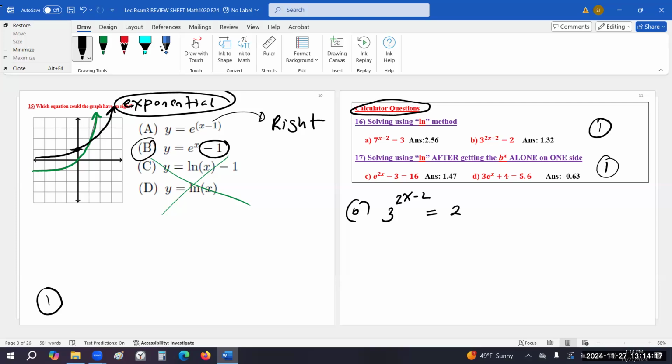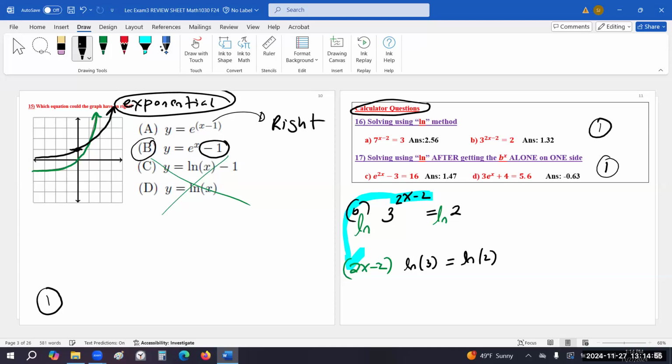Since our variable is on the power, we need to bring it down. What do we do? We apply log. Natural log is better, because the next one we must use natural log. So remember, log hates power. Anytime it sees a power, it just brings it down as a coefficient. So we get (2x−2) inside the parentheses, ln of 3 equals ln of 2.